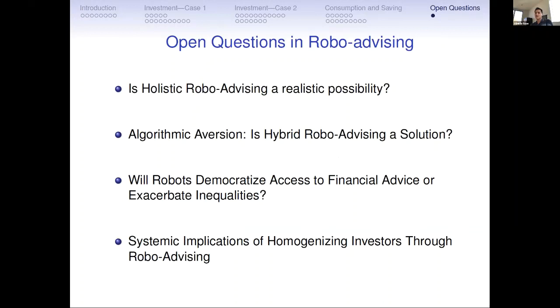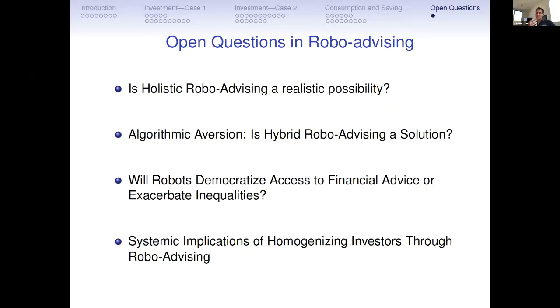And I think there are many open questions that, as a junior in the field, you can start thinking about. For example, we're now trying to understand whether a holistic robo-advisor is a realistic possibility. Is it possible to have robo-advisors that help individuals make better decisions in the investment realm, on saving, on consumption, or maybe mortgage lending, all at the same time? Is it possible to devise robo-advisors that are robust to algorithmic aversion? And I think more importantly, will robo-advisors democratize investing?